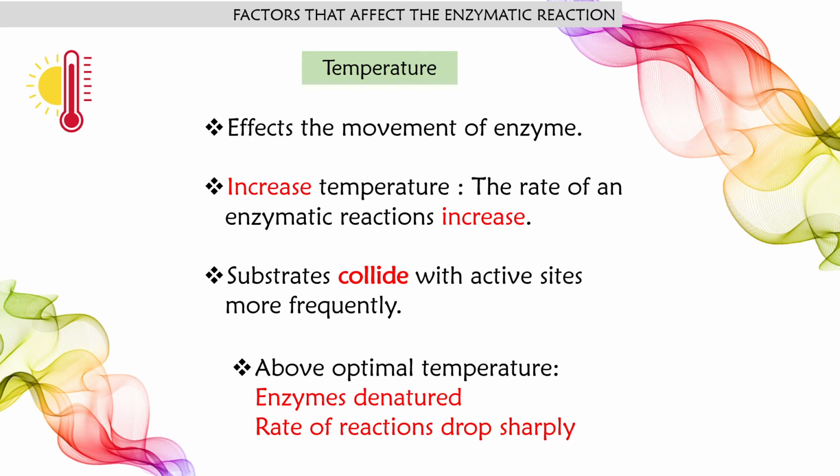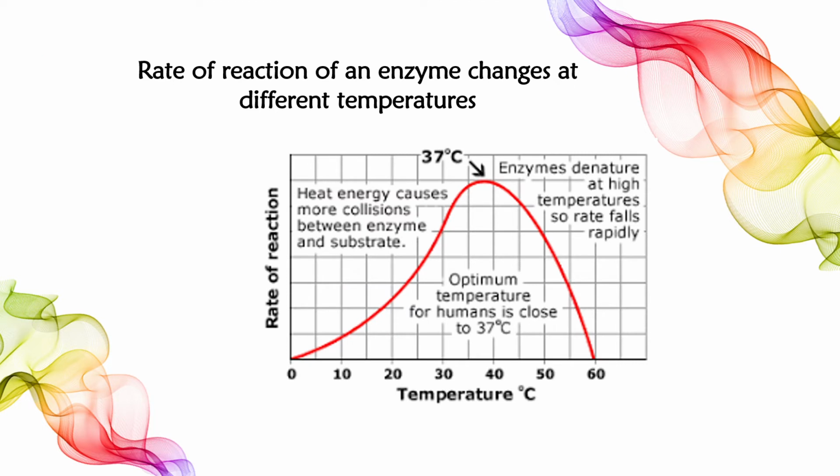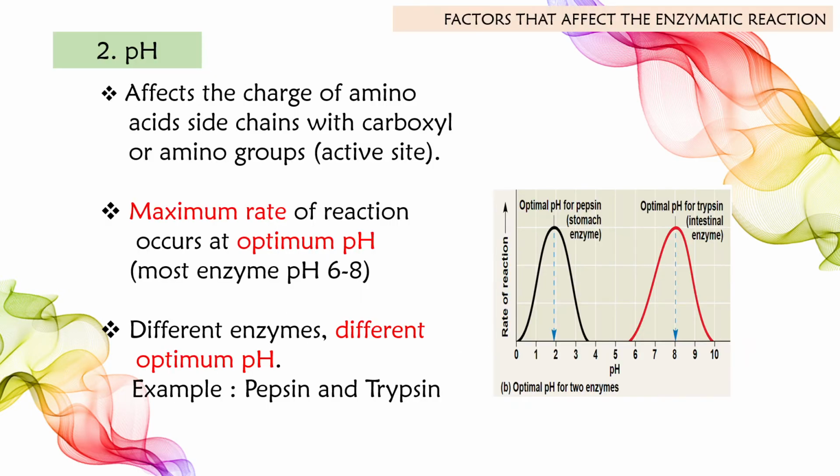Heating increases the kinetic energy of enzyme and substrate molecules, and therefore they move more quickly. The chances of them colliding with each other is increased, and there is a greater probability for a reaction to happen. This graph shows how the rate of reaction of an enzyme changes at different temperatures. Optimum temperature is the temperature that promotes the maximum rate of reaction.